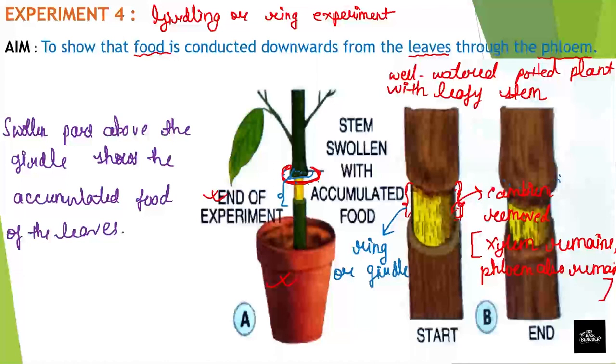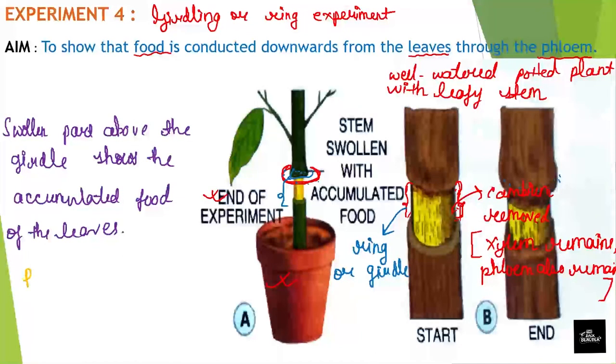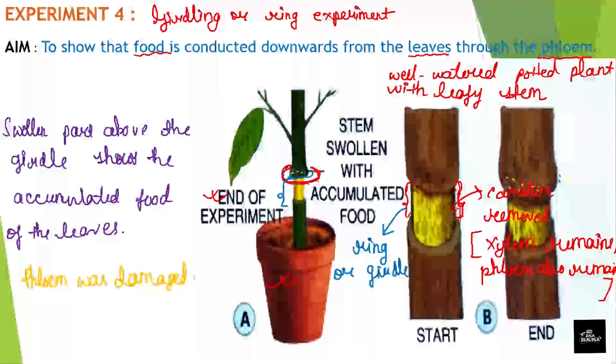So that is what is shown: phloem is transferring food downwards, right? Just because we cut off the cambium, phloem was damaged a little bit. It was not completely removed. Phloem was damaged, and that is why the transfer could not take place. And the food got accumulated in this particular region. That is why it became swollen.